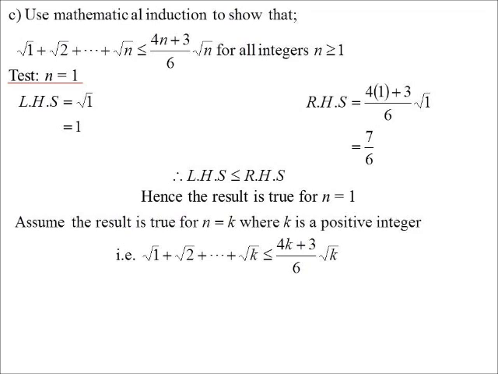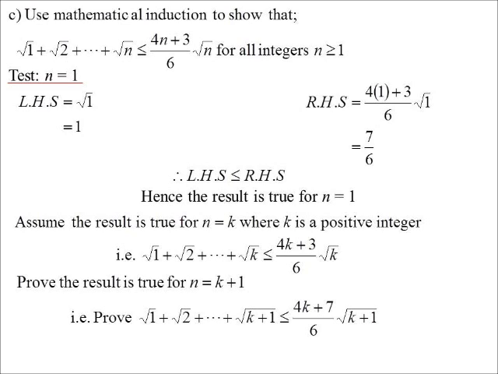So that's our assumption. We're now going to prove it's true for k plus 1. So that's what we're trying to prove: the sum of root 1, root 2, and so on up to root k plus 1, is always less than or equal to (4k plus 7) over 6 times the square root of k plus 1.